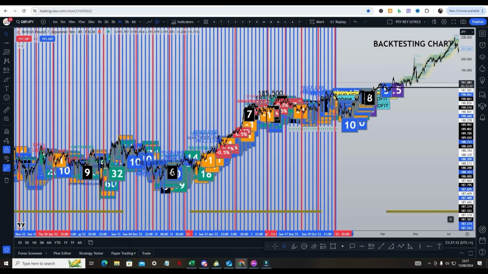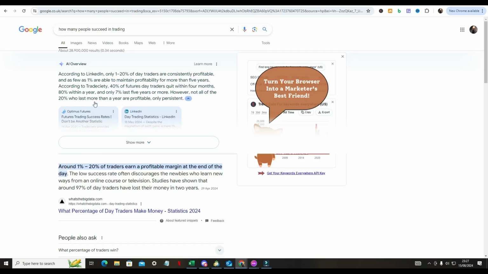Now coming back to the point. Even if we look at statistics and data and all that, only 1 out of 5, 20% of day traders, are consistently profitable. That is an insanely low number, guys. Only 1% are able to maintain profitability for more than 5 years, which is again insane.